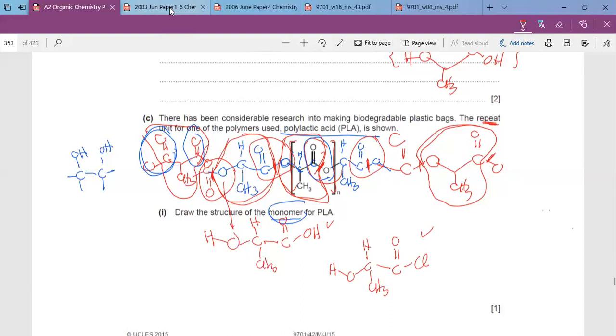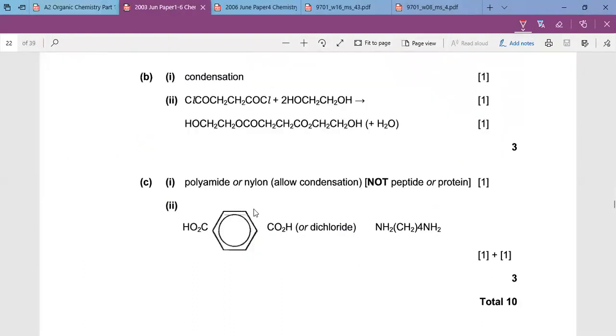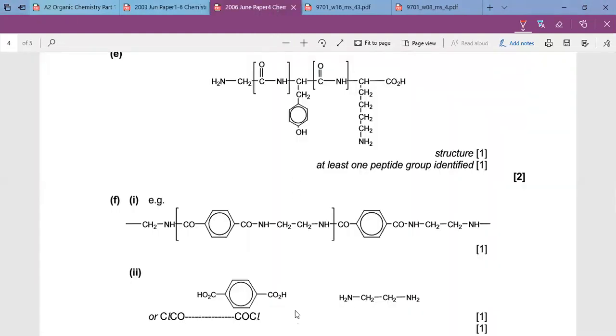I can show you the common ones. See, dichloride or dicarboxylate, it's not here. Of course, it's another one. This amide, never mind. A dicarboxylate or a dichloride. Another one here. I wrote all these things just to show you that either way works.